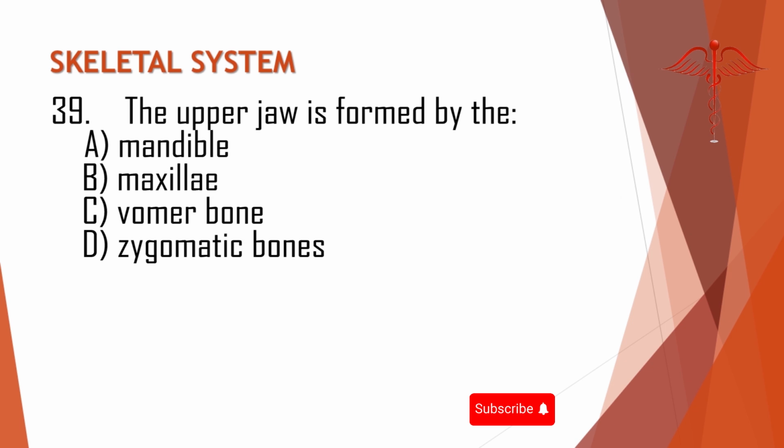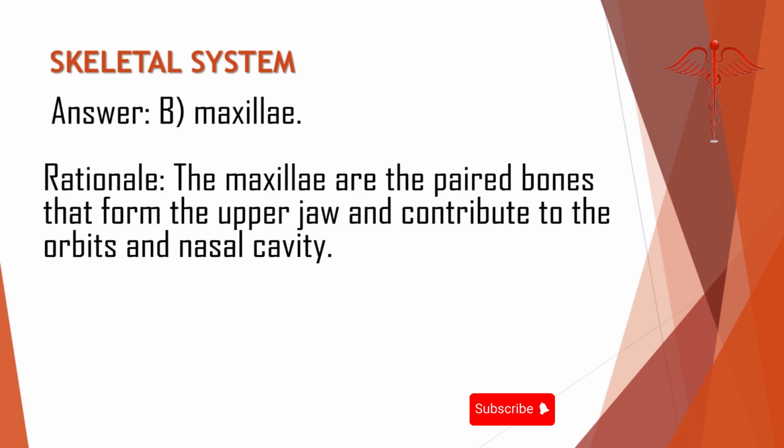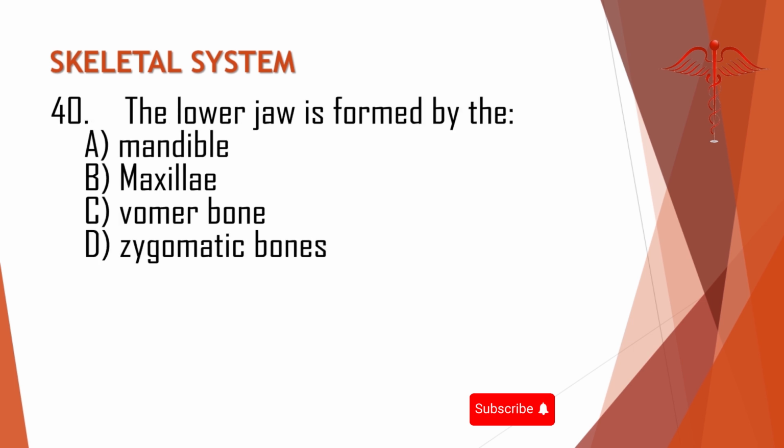39. The upper jaw is formed by the A. Mandible. B. Maxillae. C. Vomer bone. D. Zygomatic bones. Answer: B. Maxillae. Rationale: the maxillae are the paired bones that form the upper jaw and contribute to the orbits and nasal cavity.